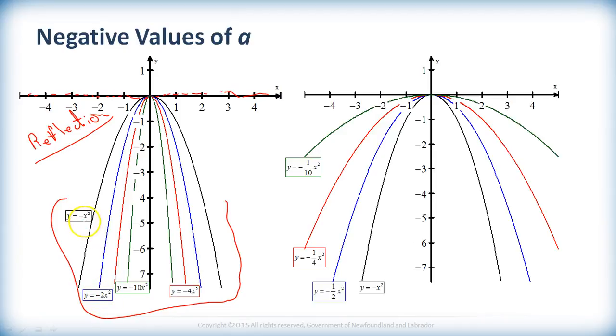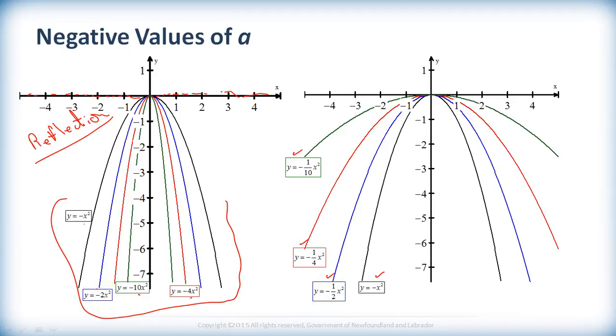So all the same coefficients, we had a 1, a 2, a 10, we had a 4 for the red one, but now if we throw a negative sign in front of it, all it does is make all the y coordinates negative, and it just flips everything upside down. And it's the same thing over here when we look at the ones where we went with smaller values of a.